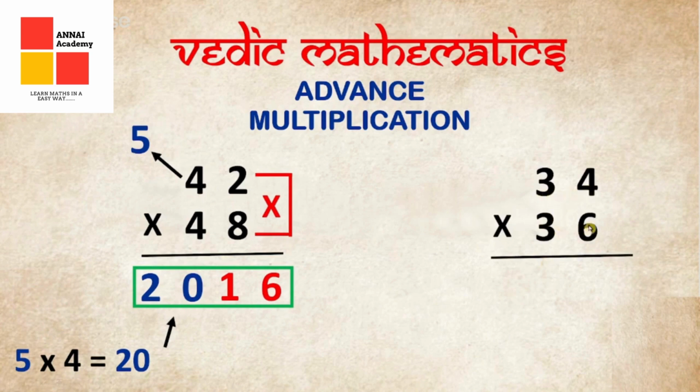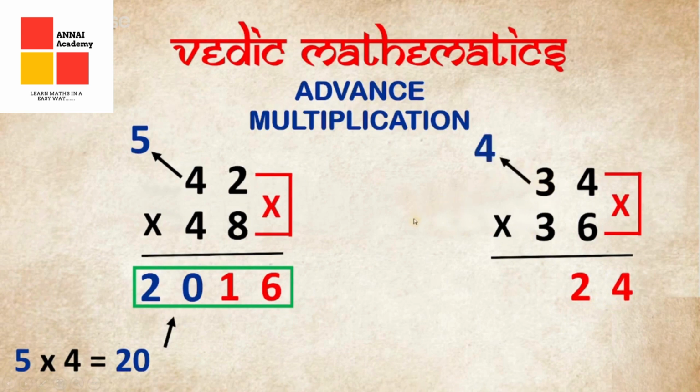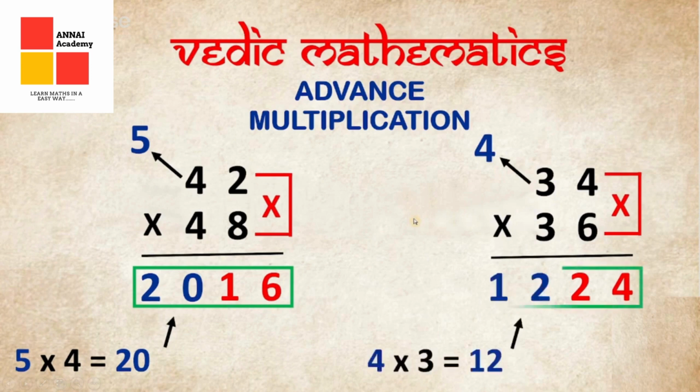First of all we will multiply the number of unit place. 4 by 6 will be 24. We always need a double digit number. 24 is a double digit number. Now we will take the successor of 3, which is common in both the numbers. 4 by 3 will be 12. Write 12 in your answer. 1224 is the answer of your right hand side.